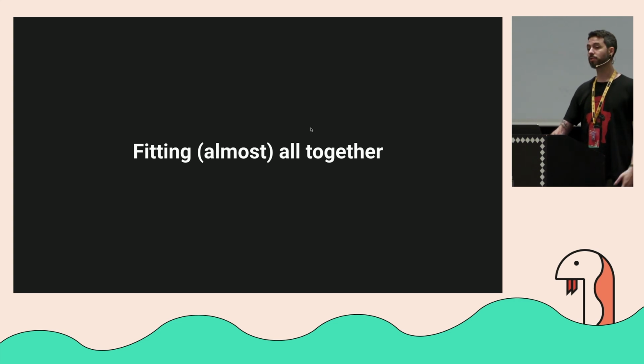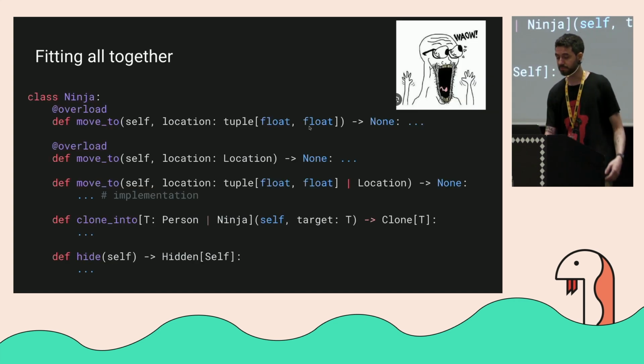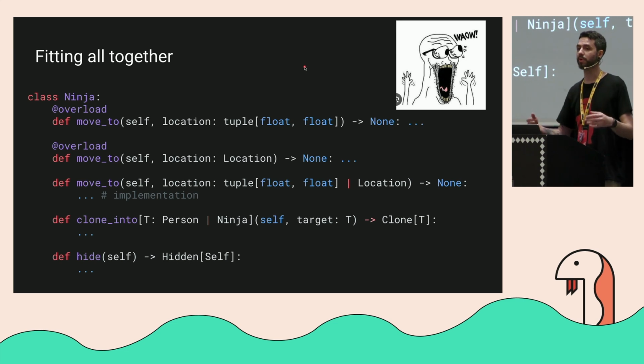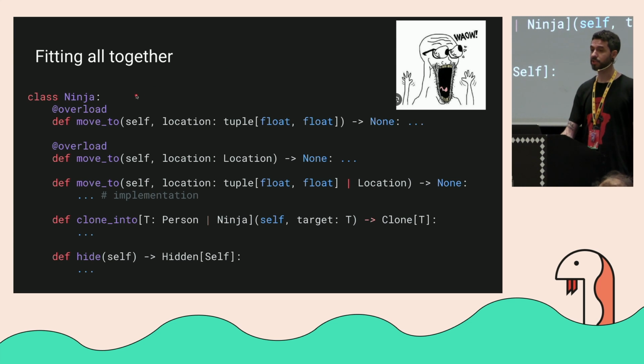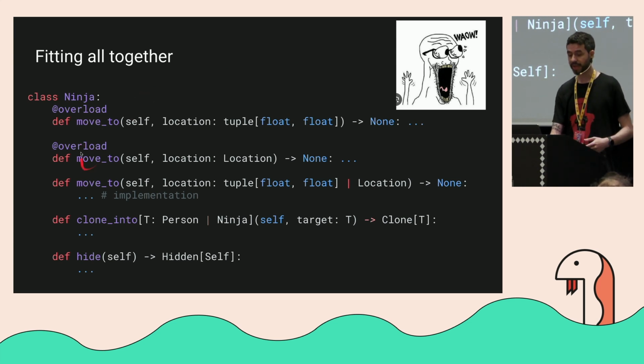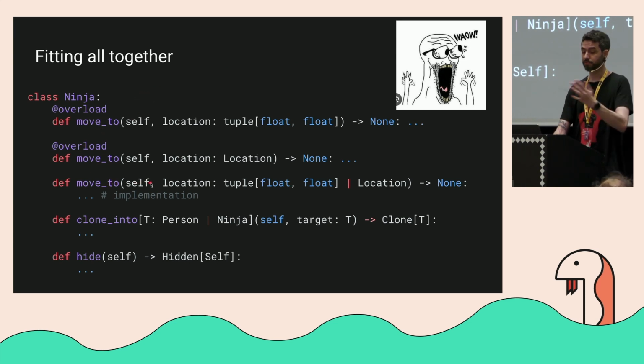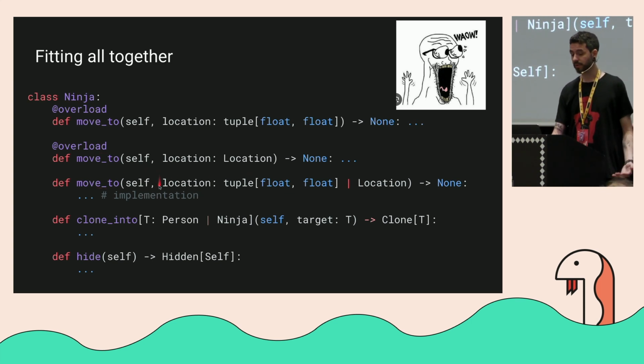So, putting almost all of it together here, let's look at a final example of almost everything that we've learned so far. We have a class Ninja here, which has a method to move to some place, which can either receive a latitude and longitude, or a location instance. And this would be using the overload.